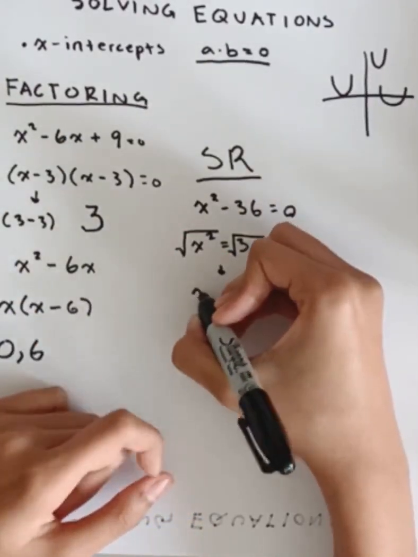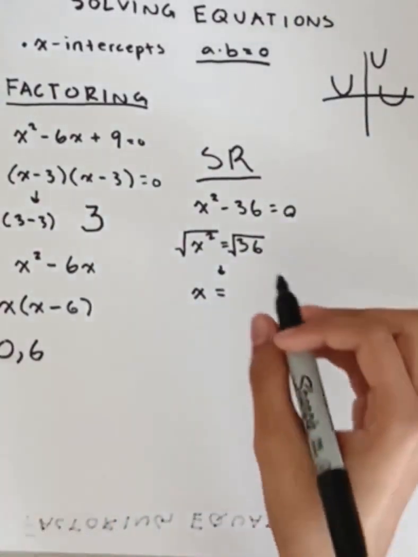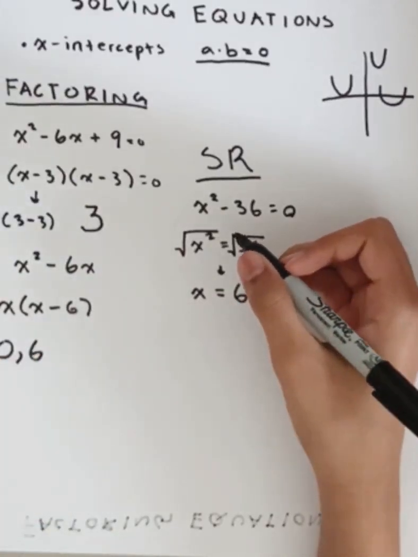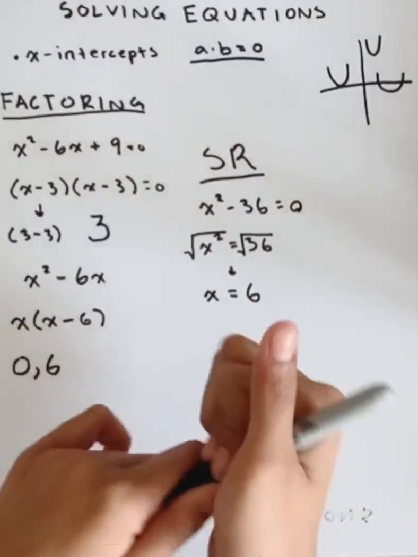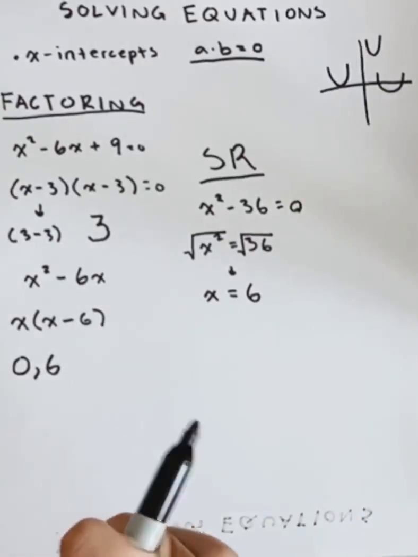And that would be x equals, what's the square root of 36? The square root of 36 would be 6. So that's one square root. Of course, not all of them are this easy. Okay, let's do another one.